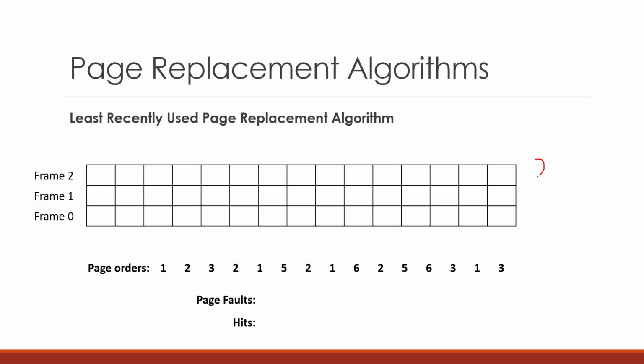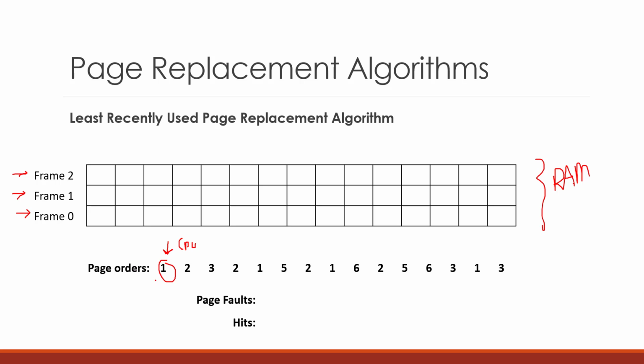Now let's assume this is our RAM, and these are the frames inside our RAM. Now these are pages. So this is page number 1, page 2, page 3, page 1, page 5, and this is how they are accessed, how they are required by the CPU. So this is what we are going to do.